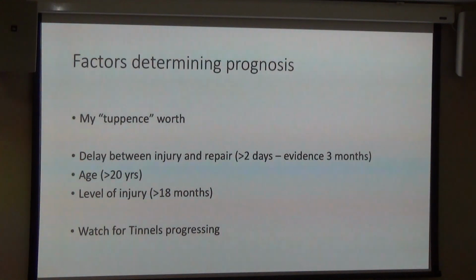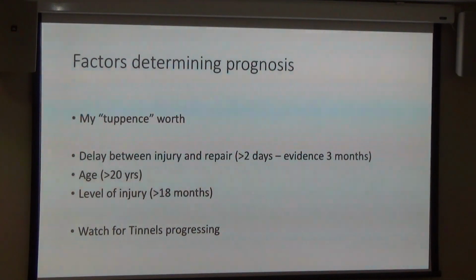Age. Anything over 20 years old, and again you're fighting physiology. And the level of injury, we've spoken about 18 months. If it's left more than 18 months, or there's no further regeneration after 18 months, you'd have to have a really good reason to do a nerve surgery apart from neurectomy. I told you about neuropraxia and axonotmesis.